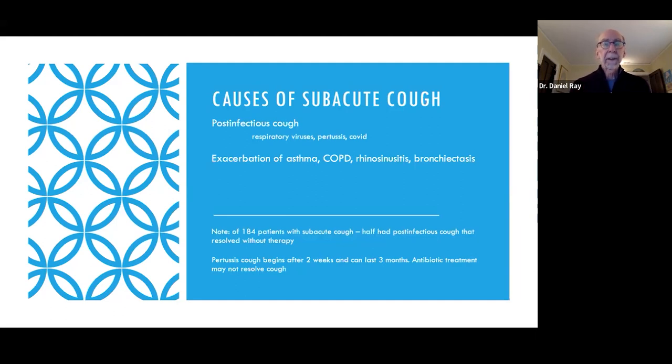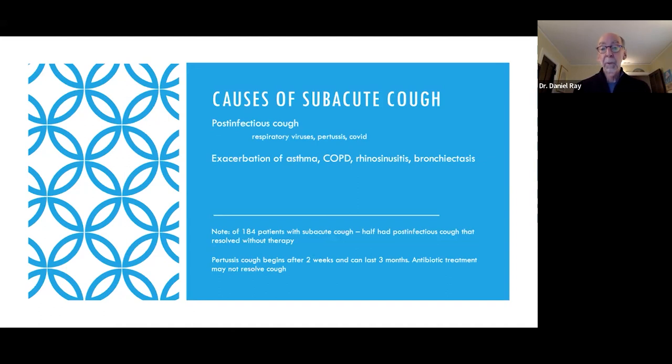The good news in this is that a good amount of the time, it will go away. In one study that had 184 patients with subacute cough, so 3 to 8 weeks, half of them had a diagnosis of a post-infectious cough, and that resolved without therapy. So you don't necessarily need to do anything in that period if your patient's willing to wait to see if it resolves, particularly if they had a preceding viral respiratory infection.